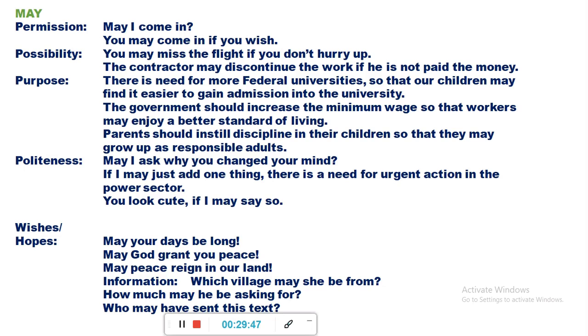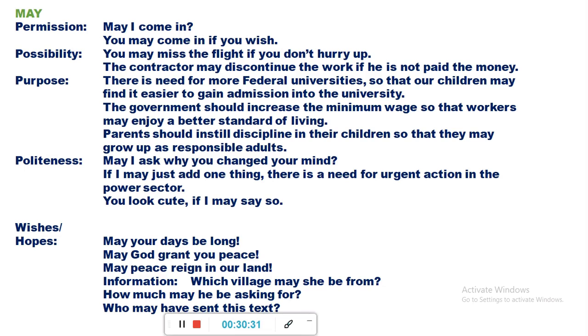Then purpose. There is need for more federal universities so that our children may find it easier to gain admission into the university. The purpose of having more universities is for our children to find it easier to gain admission into the university. The government should increase the minimum wage so that workers may enjoy a better standard of living. Parents should instill discipline in their children so that they may grow up as responsible adults. All right? When you want to express purpose, you use may. All right?